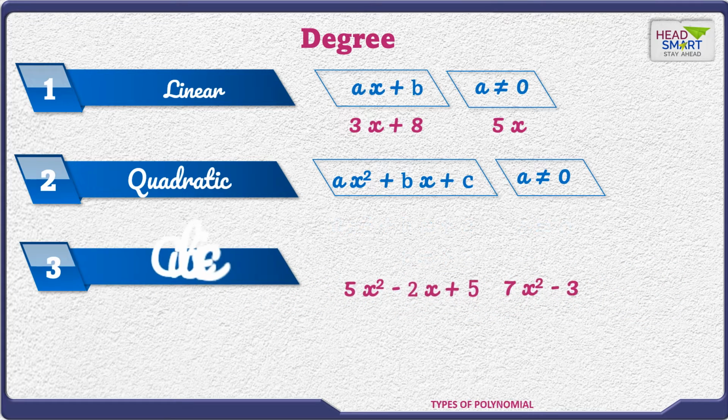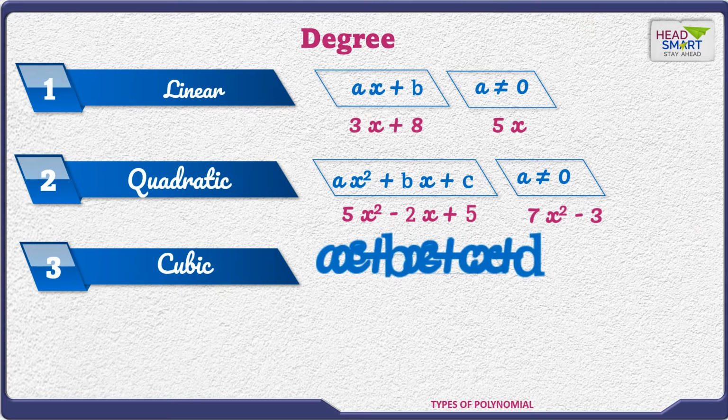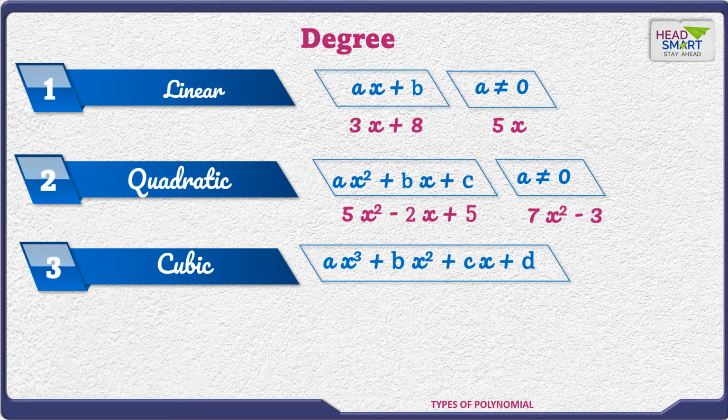A polynomial with degree 3 is called cubic polynomial. The general form is ax cubed plus bx squared plus cx plus d, and a should not be 0. These are some of the examples.